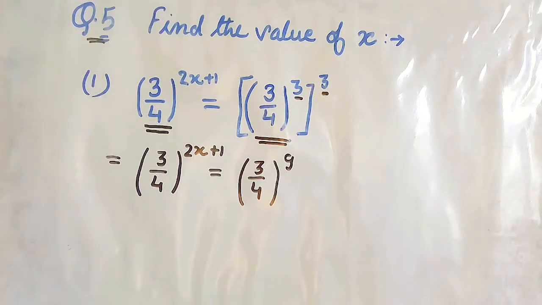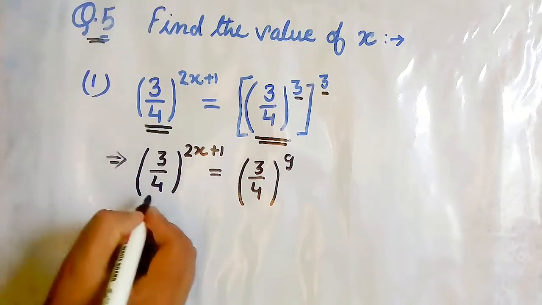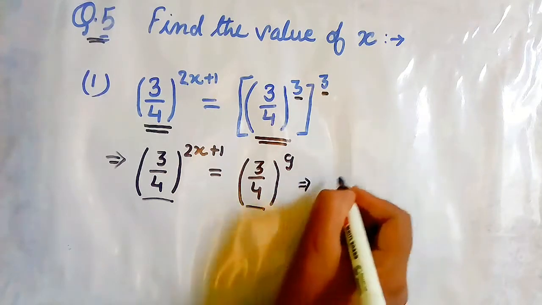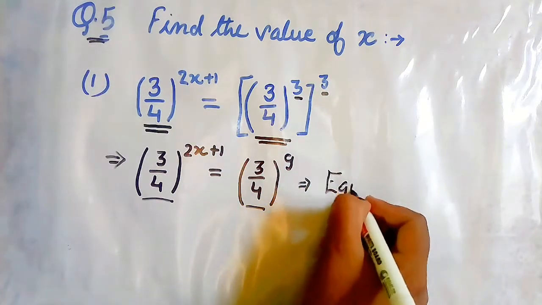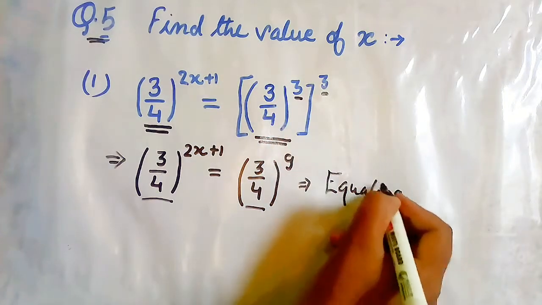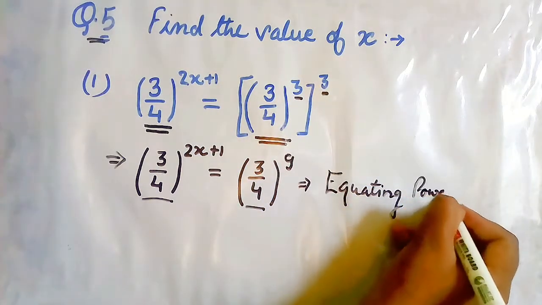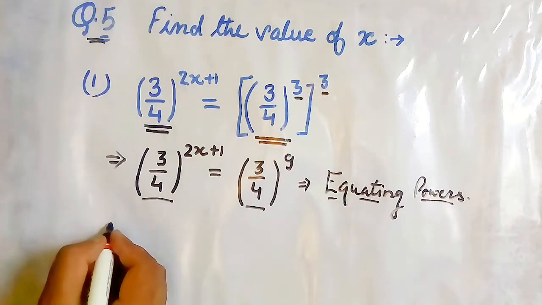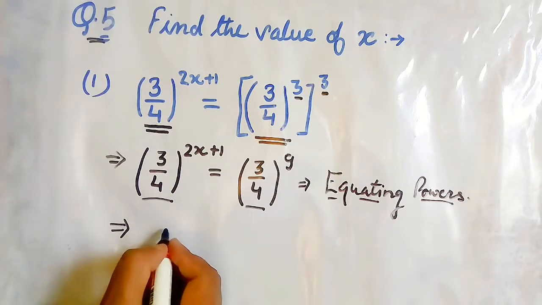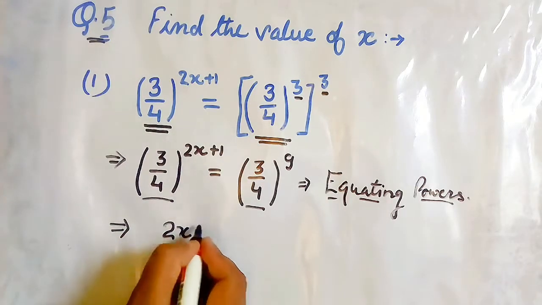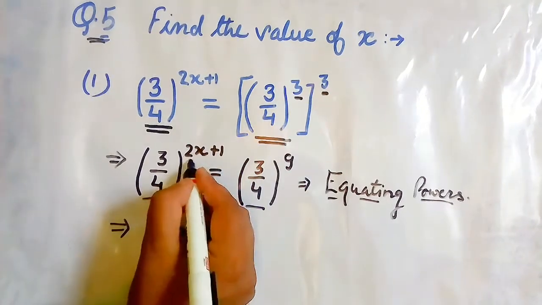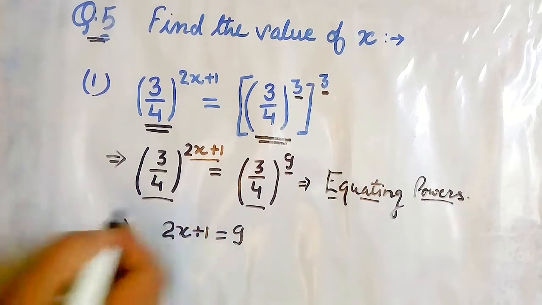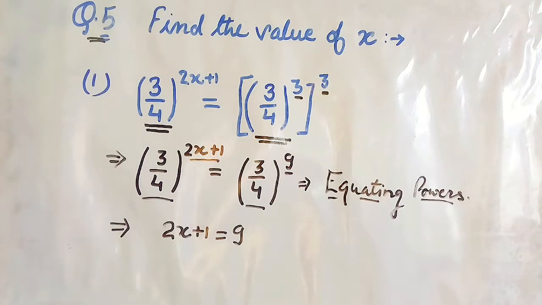Now you can see both sides are in simplified form and in both sides the bases are the same. So what you have to do, you have to equate powers now. So what will happen by equating powers? Let us see. Equating powers. The power of the left hand side, 2x plus 1, will be equal to the power of the right hand side, 9. So 2x plus 1 is equal to 9.